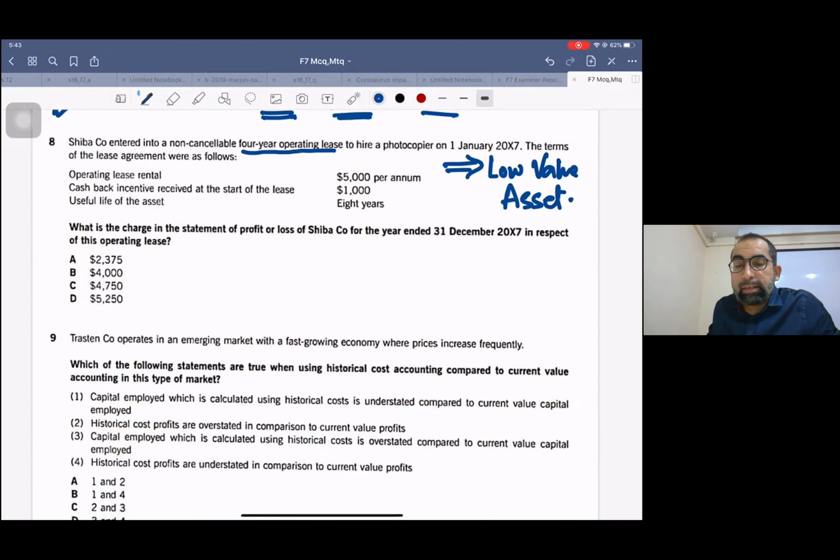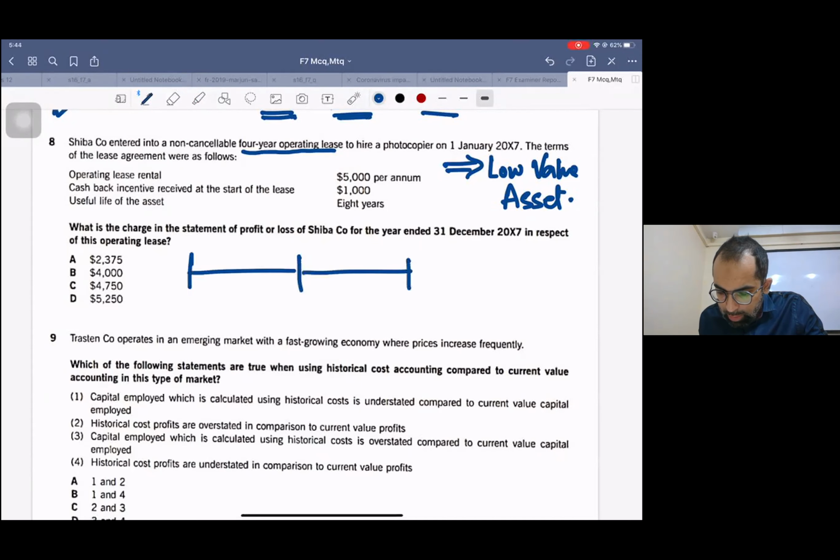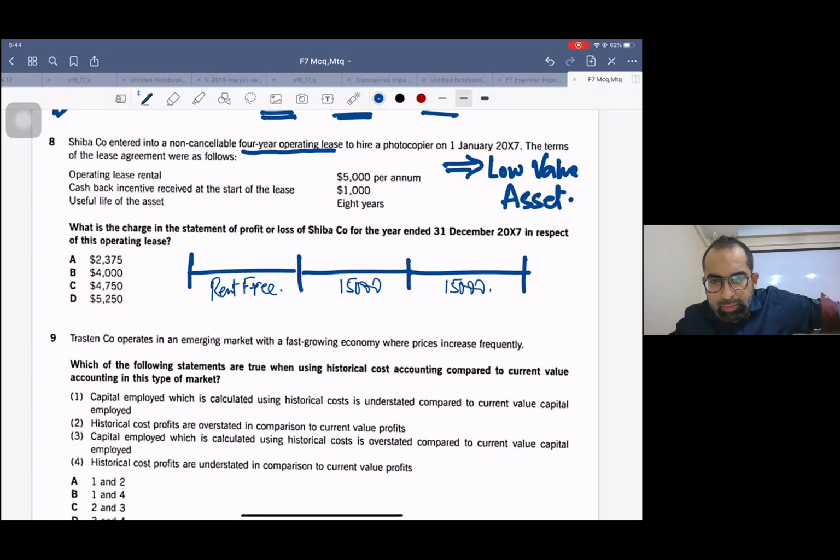Now wait, I always teach this thing in my class, and this is part of your course, and this has been examined. I have seen such past paper. You remember the rent free period? Do you guys remember the rent free thing? Listen, see, today I got an asset on operating lease for 3 years. Listen to me. In the first year is rent free, and the second year I have to pay 15, and the third year I have to pay 15. Okay.